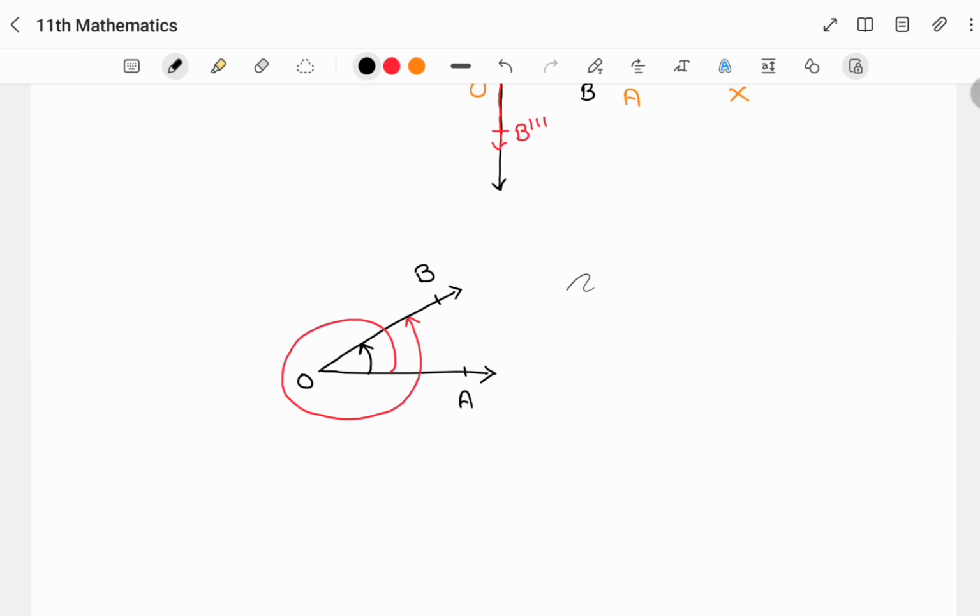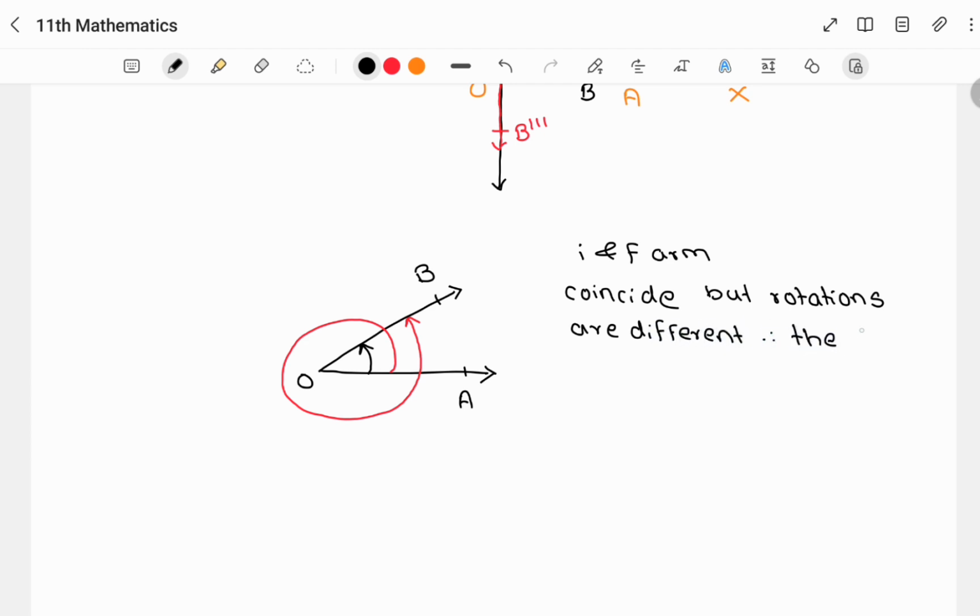So the initial arm and the final arm coincide, but the rotations are different. Therefore, the angles are different.